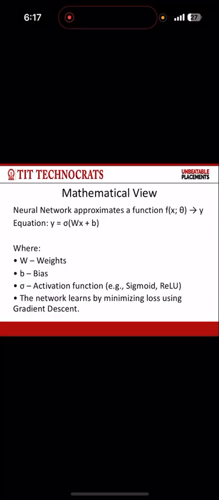This is the mathematical view of a neural network: it approximates a function, taking input x and generating the output using some activation function. And this is the equation: y equals summation of x times w plus bias, where w is the weights, b is the bias, and the activation function is like sigmoid or ReLU. And the network learns by minimizing loss using gradient descent.